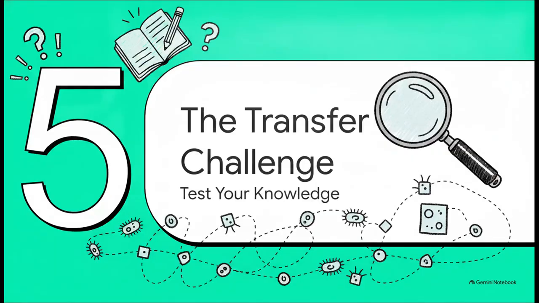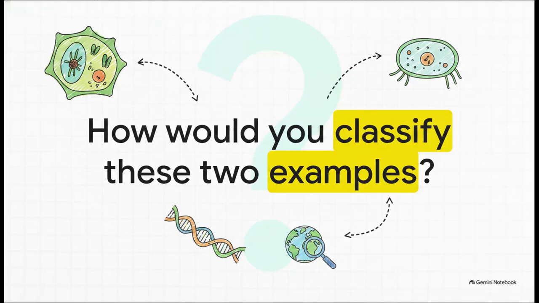Section 5. The Transfer Challenge. Test your note-taking knowledge. All right, you've taken the notes, you've got the definitions down, so now it's time to put on your micro-detective hats. Here is your final task. Look closely at your notes on those prokaryotic and eukaryotic definitions and ask yourself how you would classify these two examples. Number 1, a complex plant leaf cell. Number 2, a single-celled organism with no nucleus. Which one is the plant cell and which one is the bacteria?